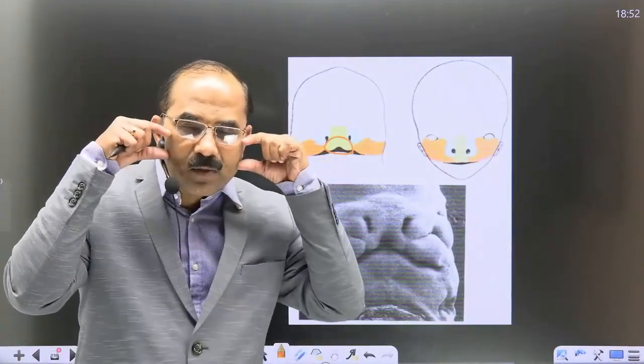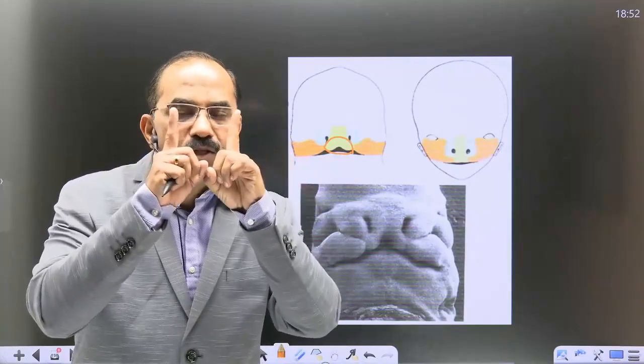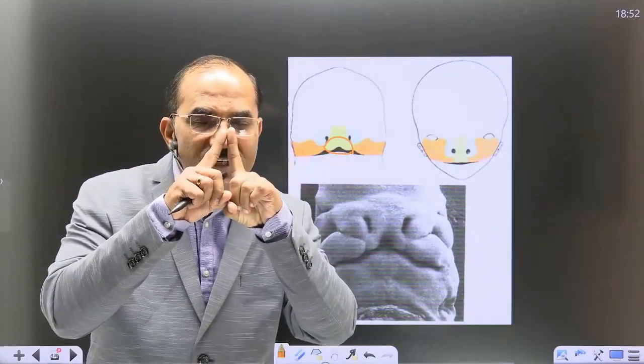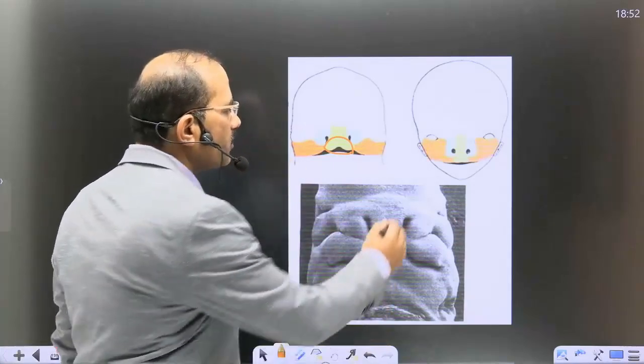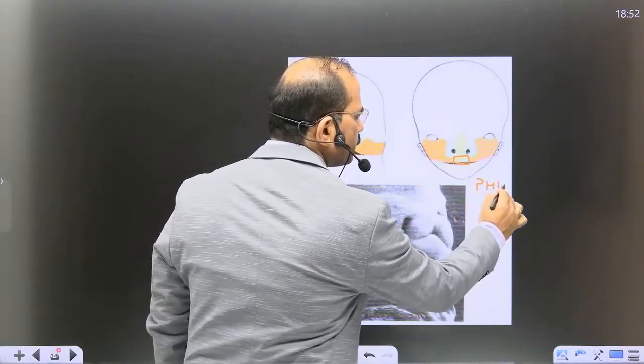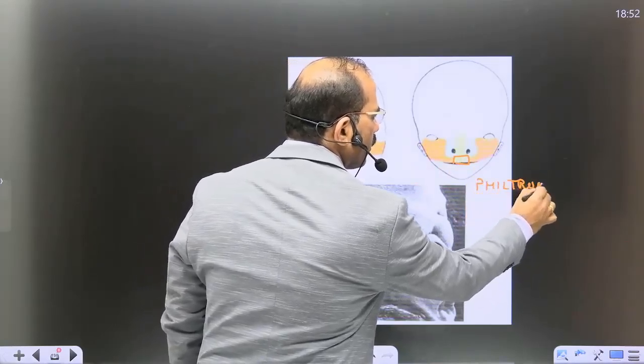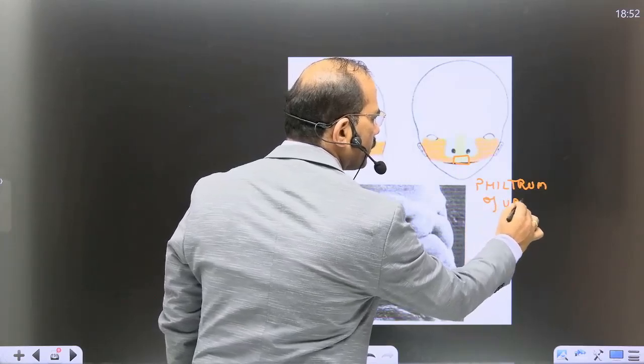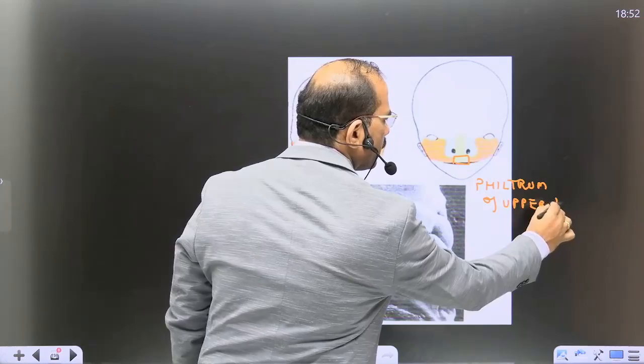As the maxillary process is coming towards the midline, the 2 medial nasal processes approach each other. They fuse and they form this. What is this known as? This is what we call the philtrum of the upper lip. Philtrum of the upper lip, right?